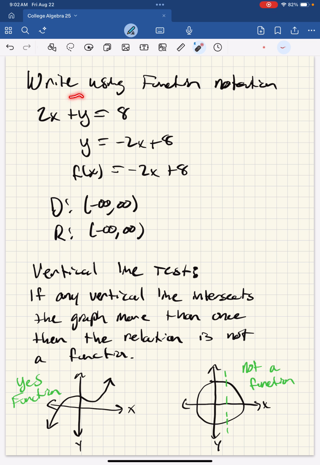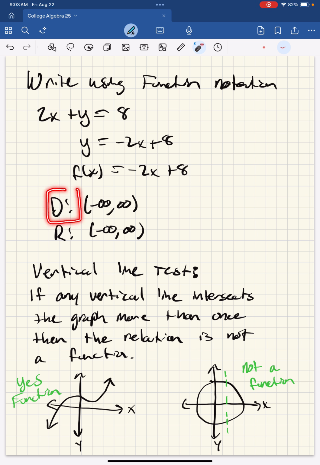Okay, so we have this line in standard form, and we're going to write using function notation. So we'll subtract 2x, get y on one side by itself, and then replace with function notation. And then we're going to describe the domain and range using interval notation.